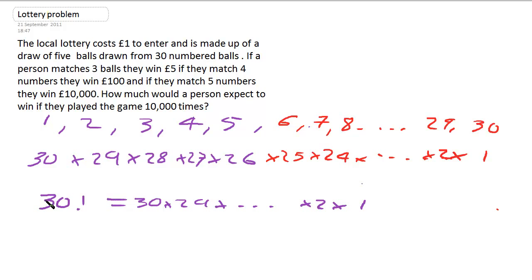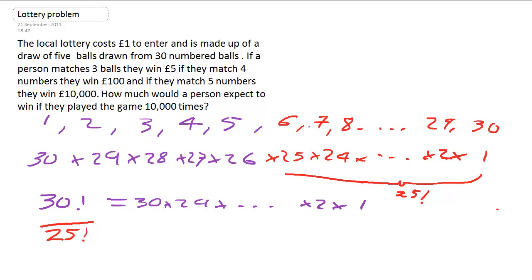So we've got 30 factorial. But here, the red bit is 25 factorial. So effectively what we have got is 30 factorial, and if we divide by 25 factorial, the 25 factorial will cancel out all of these numbers. You divide by 25 factorial, you'll cancel out the 25, the 24, the 23, and all the way down to 1. So getting a permutation of 5 numbers from 30 numbers is 30 factorial divided by 25 factorial.